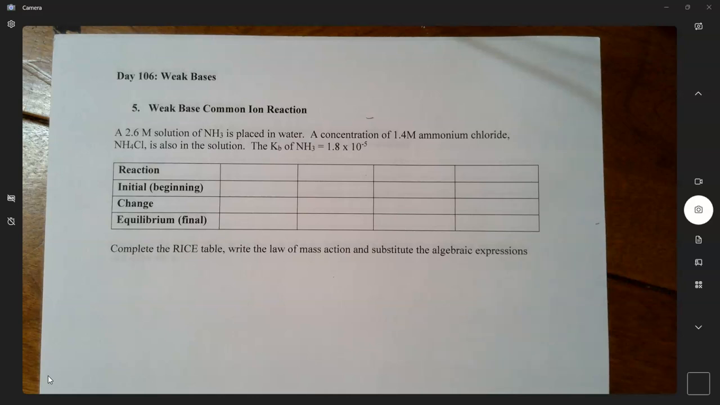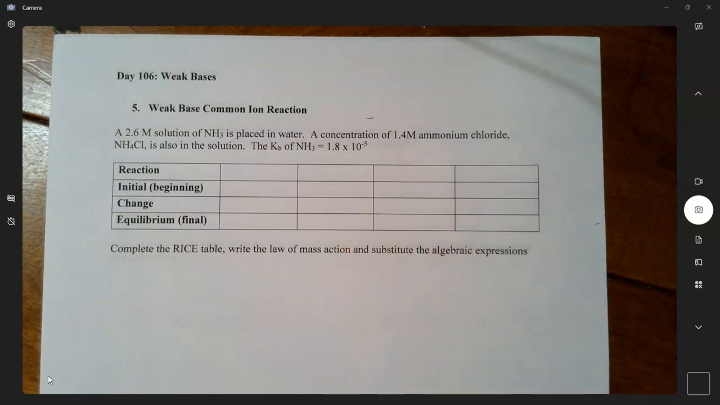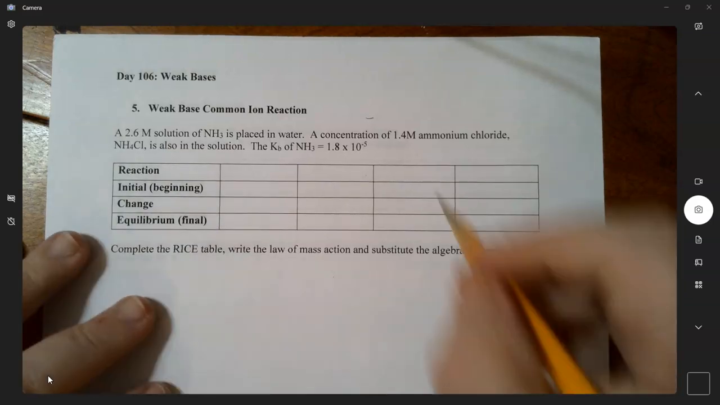Now we're going to do the same reaction. This is number 5, as we just did, except now we're going to introduce a common ion of 1.4 molar ammonium chloride. So let's write out what that is.